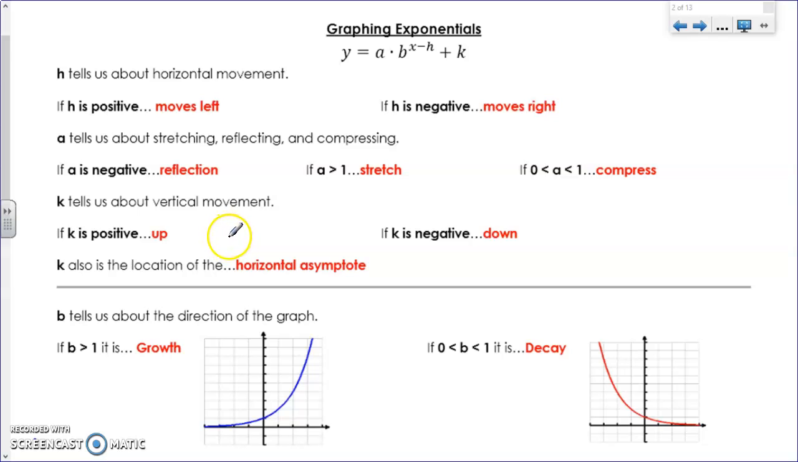Okay, today we're going to talk about graphing exponential functions. You may want to stop the video and fill in all the red and then come back after you get that filled in.